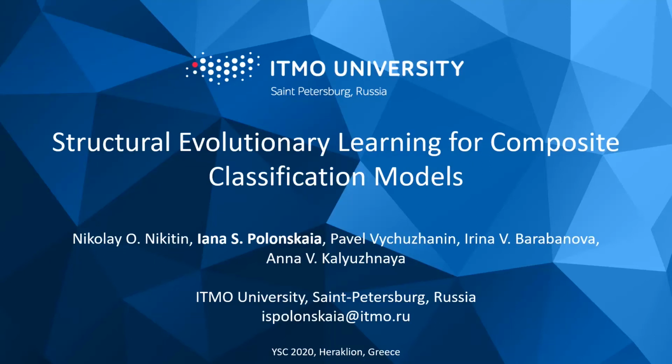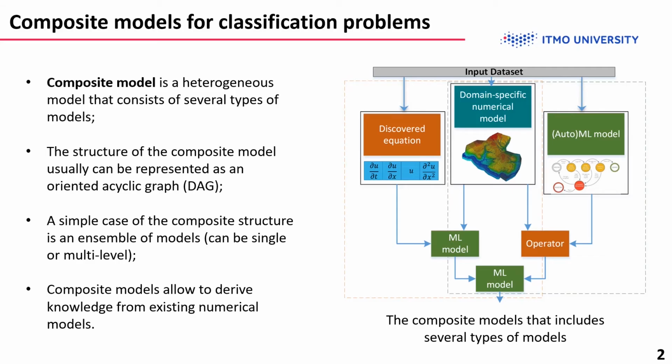Hello everyone! The subject of my talk is structural evolutionary learning for composite classification models. Quite often it is not enough to use one model for achieving effective performance, it is profitable to use a combination of models. Manual selection of the structure of a composite model is a time-consuming process, but AutoML solutions provide the opportunity to save a large amount of time, which specialists spend performing many routine operations to select an appropriate model.